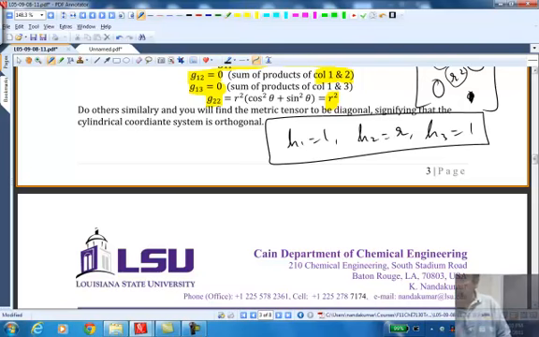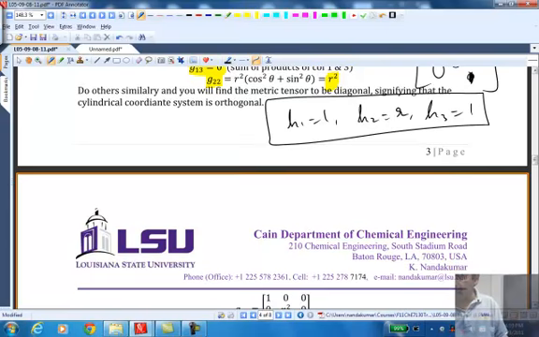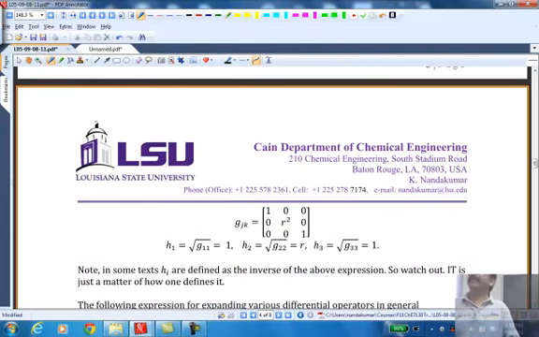Okay? And in some books, you will find the metric coefficient defined as the inverse of this: 1 over h1 will be defined as r. I have a question. What will we find if the coordinate system that you use doesn't have a tensor that has zeros on the off-diagonal? Right. If the tensor is not diagonal, that means it is not orthogonal.